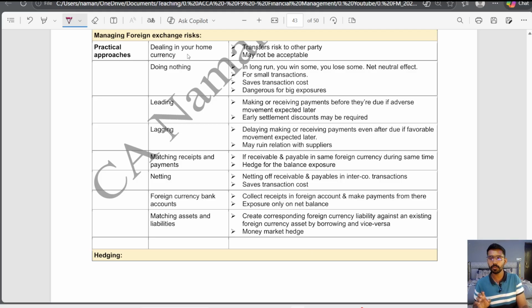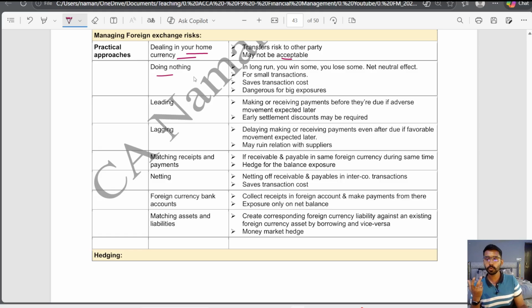Number one, deal in your home currency. You say that I will sell to USA, but I'll ask them to pay in rupees. I'll buy from USA, but I'll ask to pay in rupees. The forex risk is completely transferred to the other party, but the problem is that it might not be acceptable to the other party at times. Okay, if they say that no, I'll pay only in dollars, then you cannot do anything.